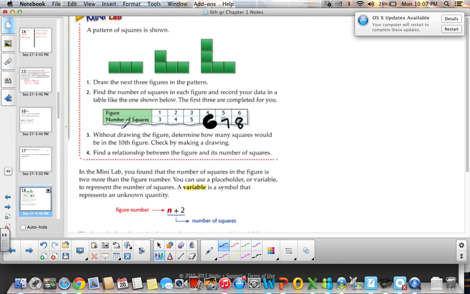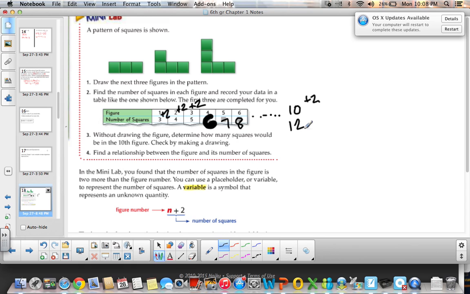Okay? We can also look for a relationship between the figure and the number of squares. If we look at figure 1, we can see to get from 1 to 3, we can add 2. Same goes from 2 to 4, add 2. So for figure 3, we know that if we add 2 to the figure number, we get 5, which is the number of squares. So if we wanted to figure out figure 10, we know that we can just add 2, and then the number of squares would be 12.